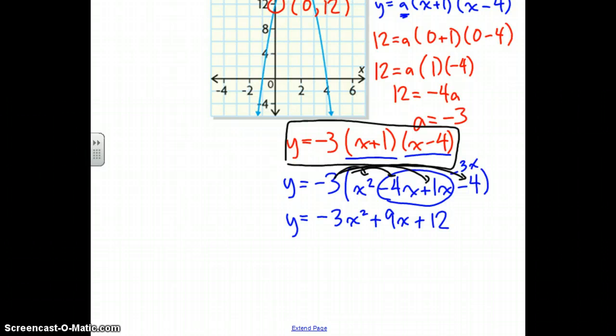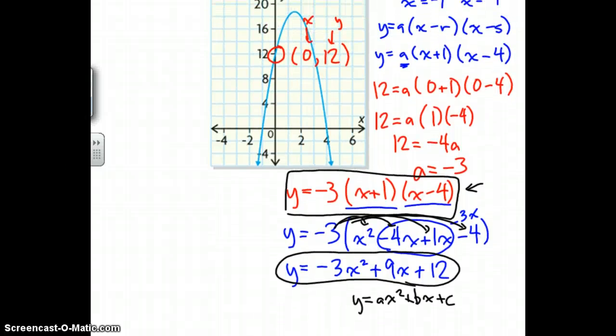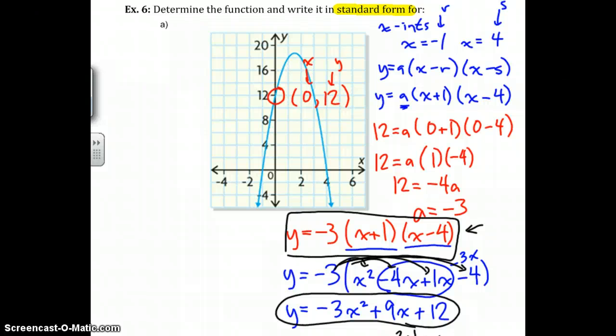And now, is this in standard form? Yeah, standard form, remember, is y equals ax squared plus bx plus c. So this, in fact, is now in standard form. So this here is what the question's asking for. Nothing wrong with the factored form, but it's just not quite standard form. If we were to take either of those two equations, say make a table of values or use the calculator with them, we would get that graph that we have there.